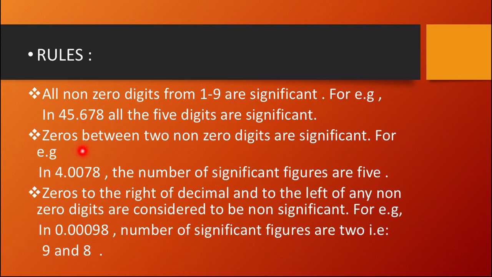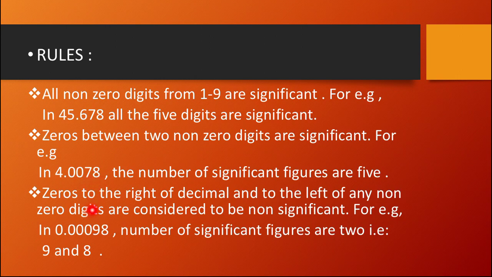Rule number 2 is zeros between two non-zero digits are significant, which means if any zero lies between two non-zero digits, then those zeros should be considered significant. In this case, these two zeros lie between 4 and 7. So here these two zeros should be considered as significant figures. So in this case, the number of significant figures is 1, 2, 3, 4 and 5.